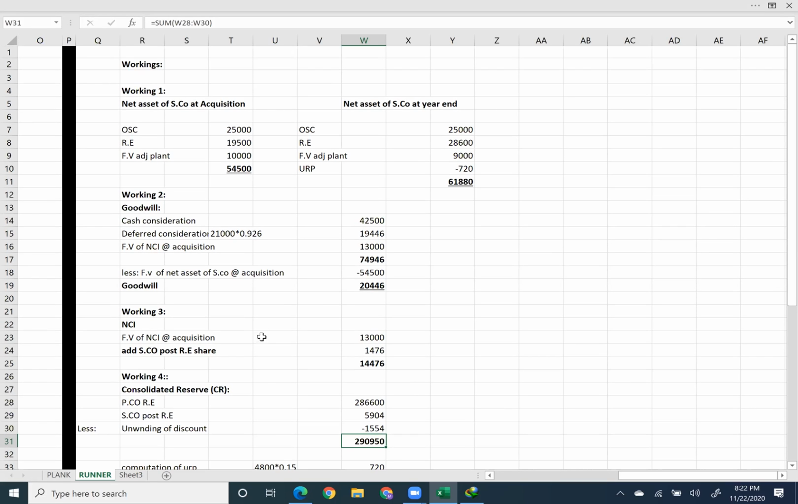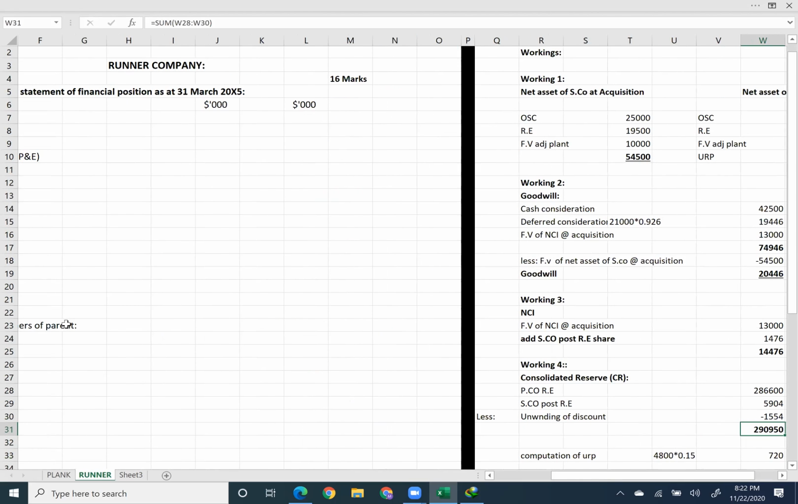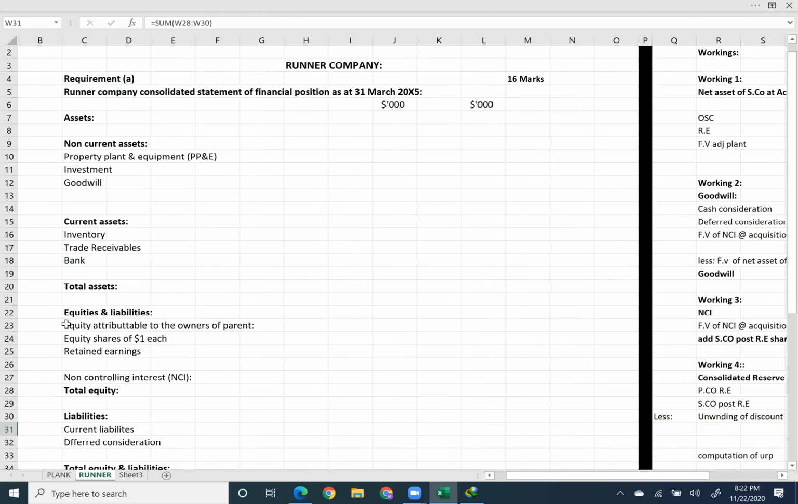Now let's go to the balance sheet. Finally, you need to do adding together. I hope you remember my discussion I taught you. The first thing is property, plant, and equipment. Come on, keep the question in front of you so that you can easily follow. Parent company's property, plant, and equipment is 455,800 plus subsidiary company's is 44,700.